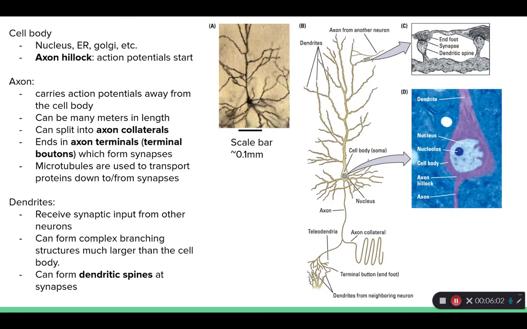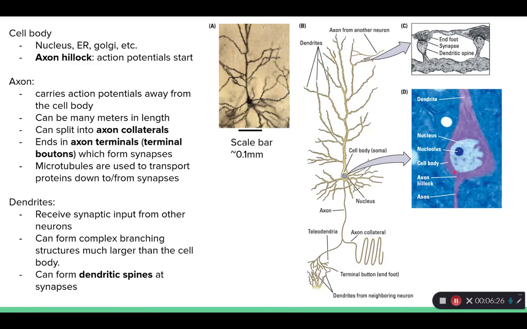So like all cells, neurons have a cell body, and within the cell body, we can identify the nucleus, and we can also identify this very important part here, which is this junction between the axon and the cell body. Now this part goes by various names. Here it's called the axon hillock. You can also call it the axon initial segment.